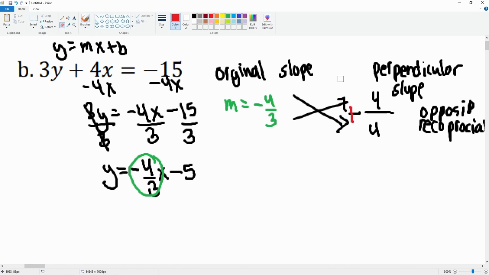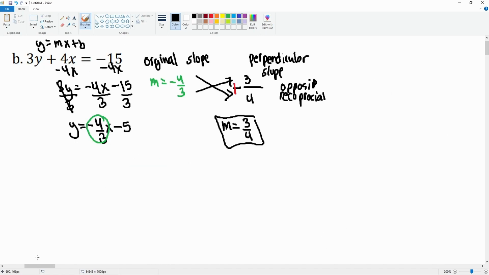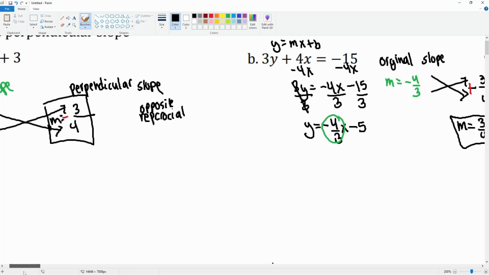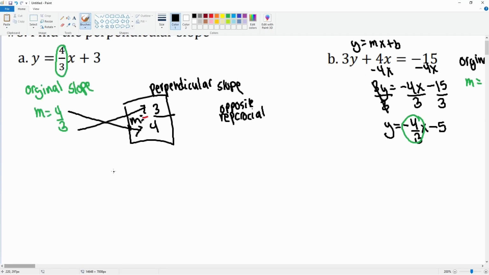And there's a 3 on top. So m is equal to positive 3/4. There you go, that is how you find the perpendicular slope. Make sure it is the opposite reciprocal.